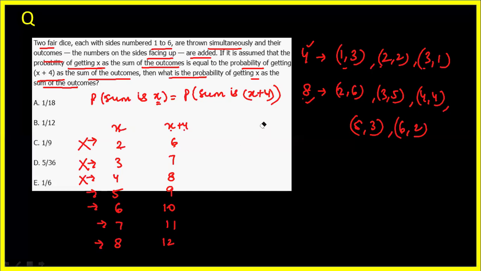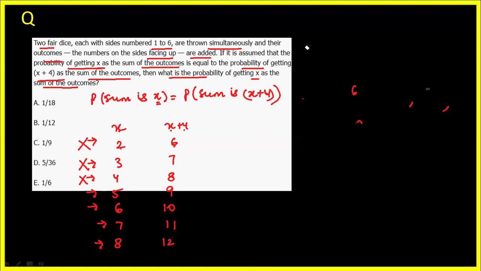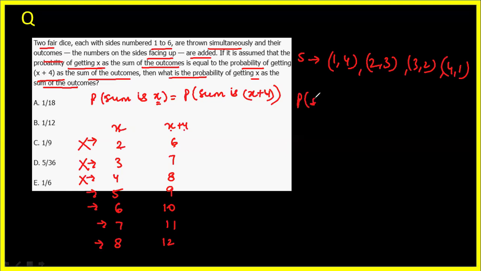Let's understand case number 4, that is 5 and 9, right? Let's say getting a 5. How can you get a sum as 5? So sum is 5 is 1, 4; 2, 3; 3, 2; and 4, 1. So what will be the probability of getting sum as 5? Out of 36, 4 outcomes are required. Favorable 4.